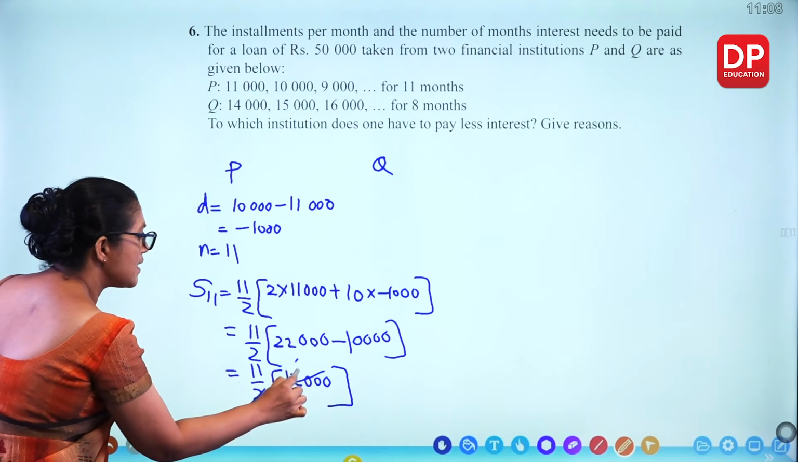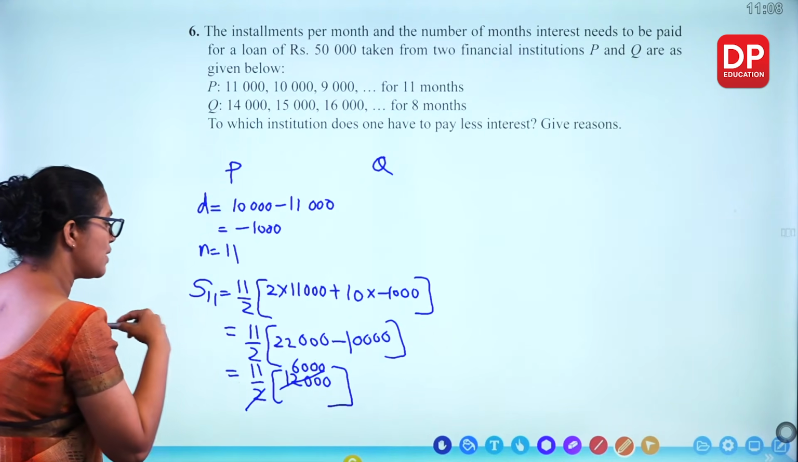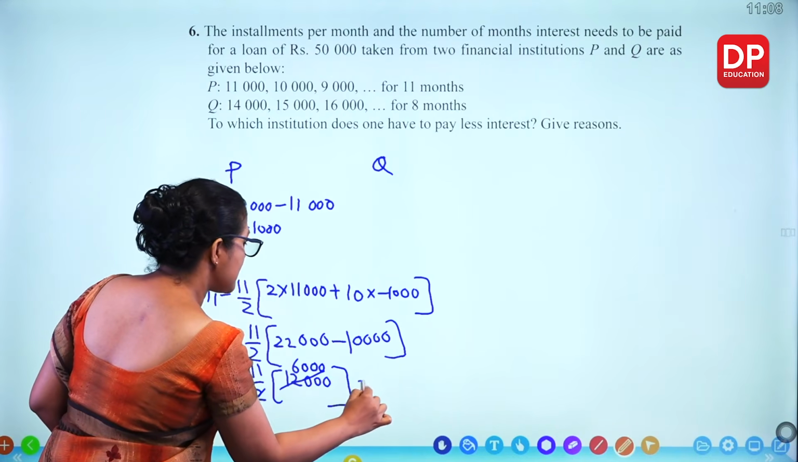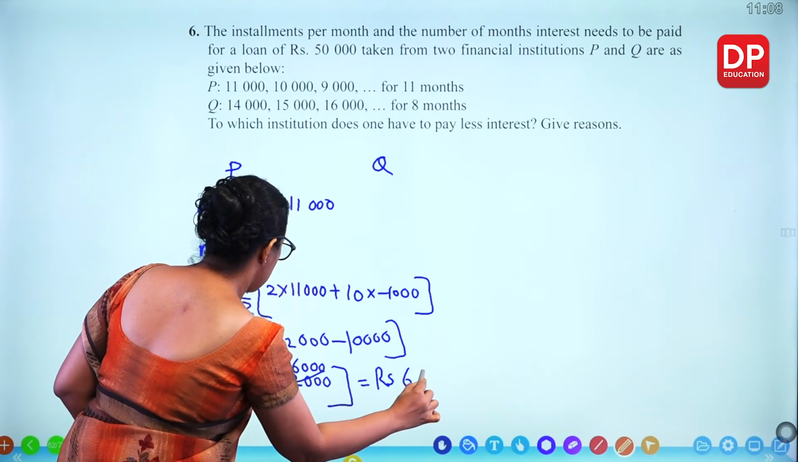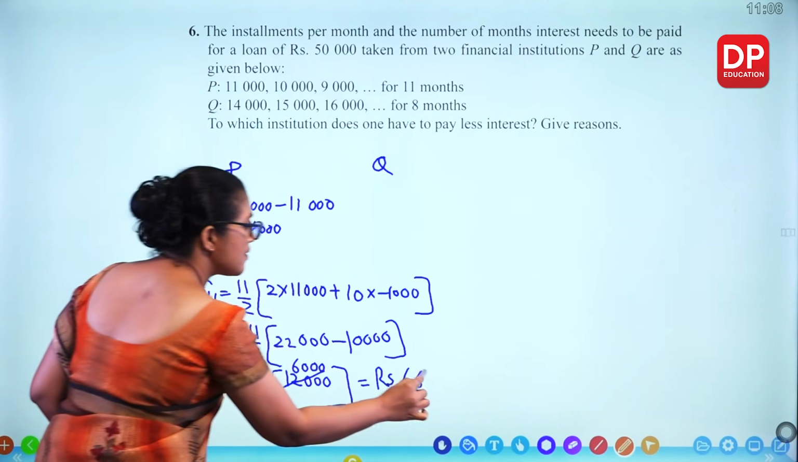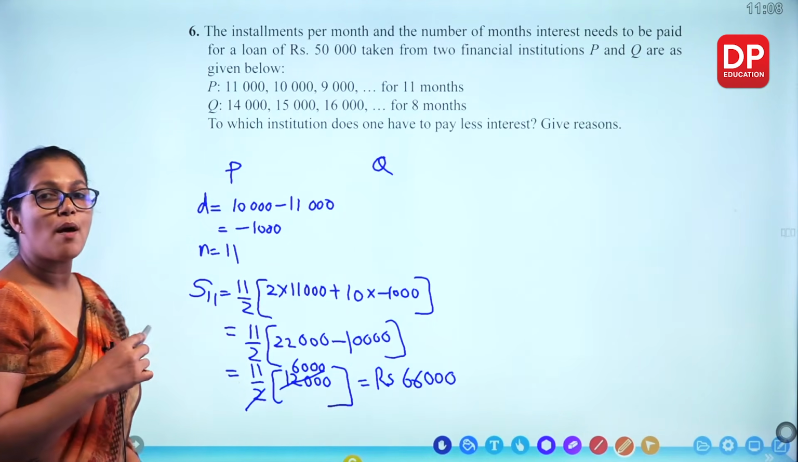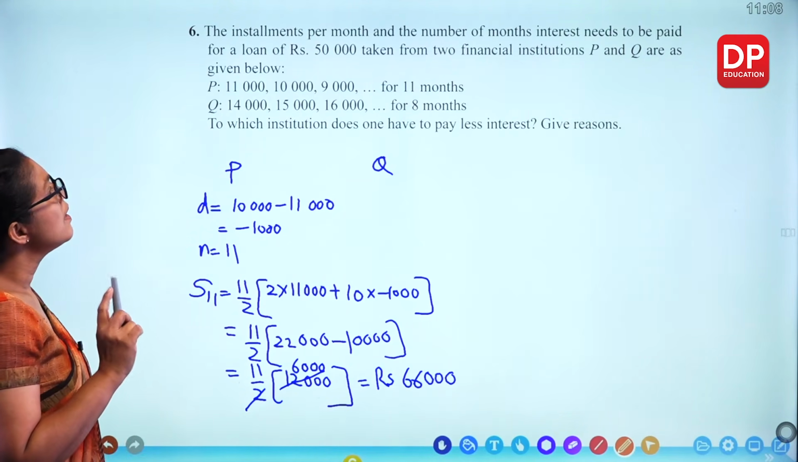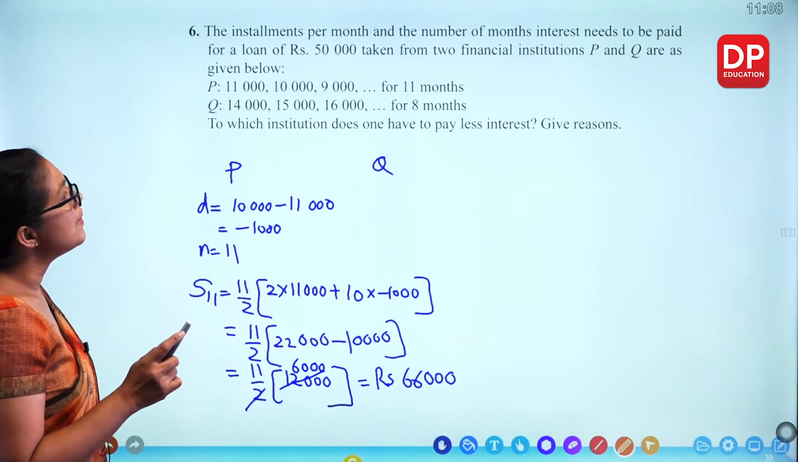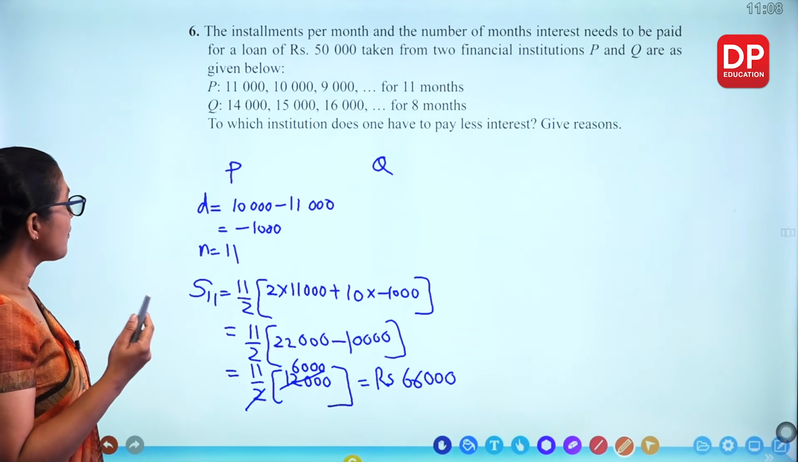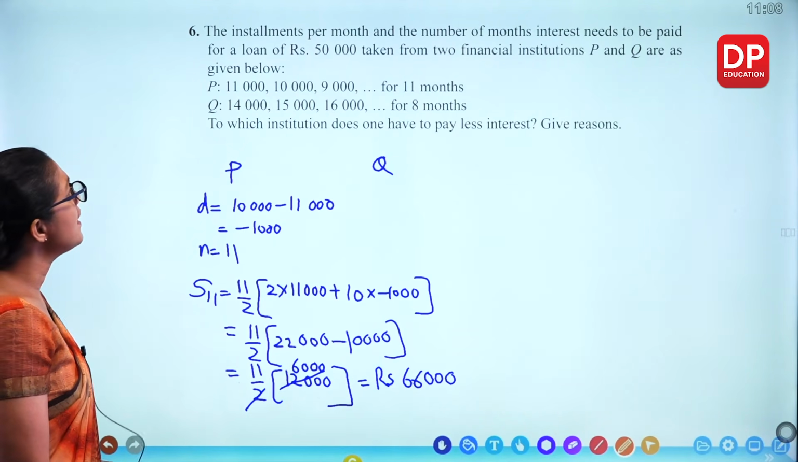When you divide by this, you get 6,000 into 11, 66 and 3 zeros. So 66,000 is the sum of all interest. Now we'll look at Q method.